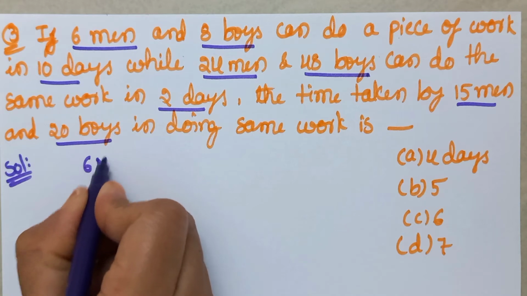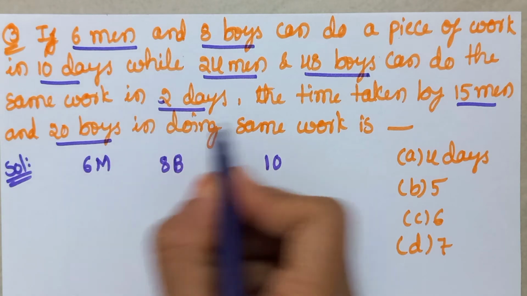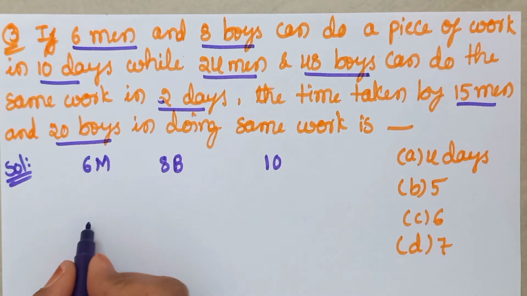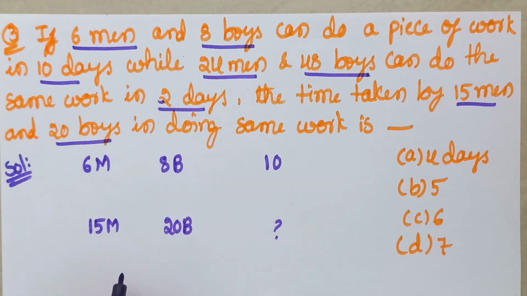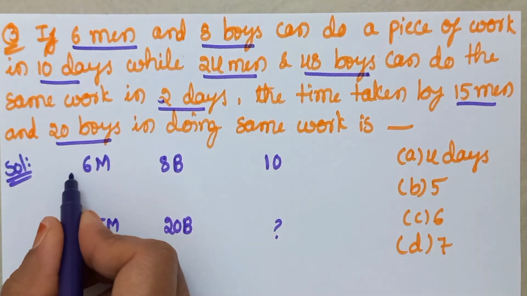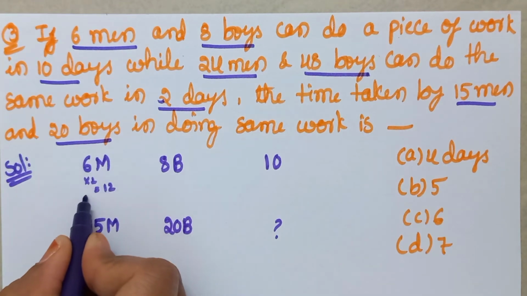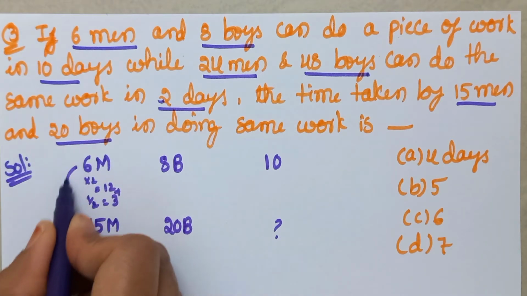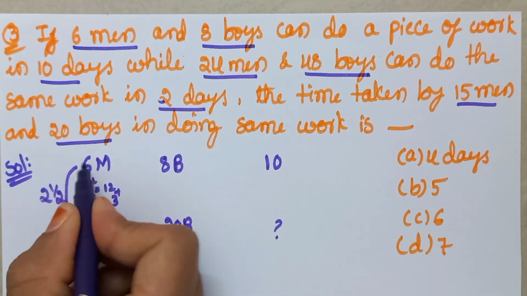So, 6 men and 8 boys will do the work in how many days? 10 days. What was the question asked? The time taken by 15 men and 20 boys in doing the same work. The number of days is asked. Let us try to find the relationship between 6 and 15. 6 2s are 12, 6 half is 3. 12 plus 3 is 15. So, 15 is 2.5 times 6.